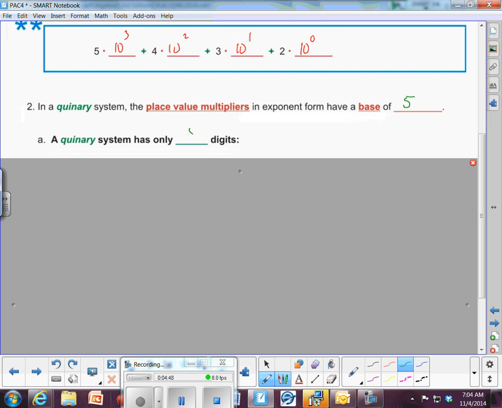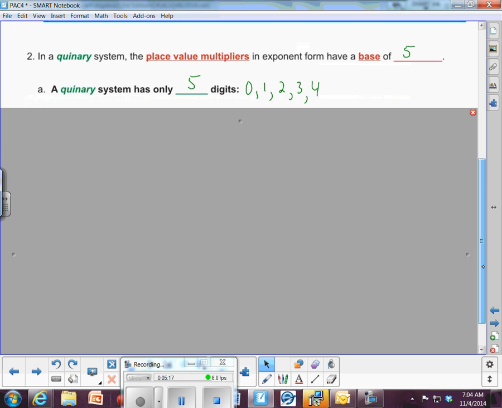So only 5 digits. So what would those digits be? Now you need a 0, so 0 is the first one. Then you got a 1, you got a 2, you got a 3, and you have a 4. And here's the weird thing. Base 5 quinary system does not have the digit 5 within it. Not in its digits. It does for a base, but not in its digits. That's just the way it goes. Okay?